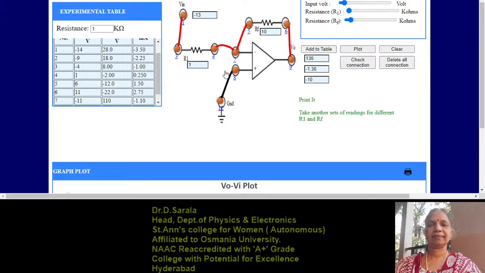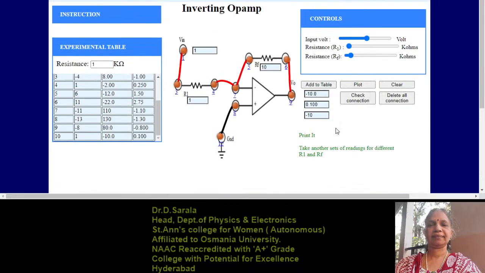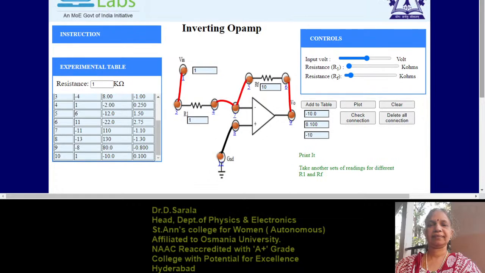Add to table. Now let us see what we have taken. Minus 13, 130. Minus 8, minus 10. Little more here. If you have taken 1 voltage, these are all negative voltages. Now you take 1. It became minus 10. So likewise, you just take 2 different resistance values. That means 2 gains. Vary the input voltage, measure the output voltage.